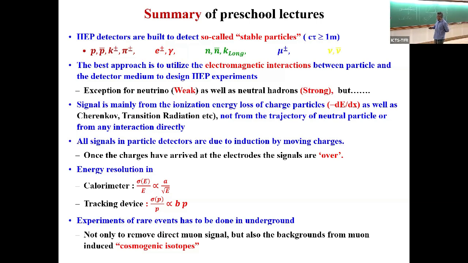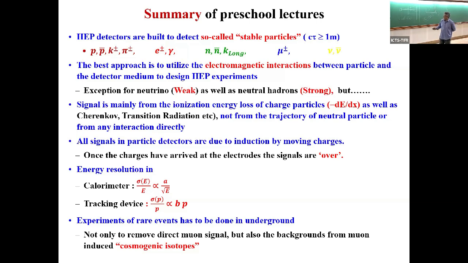One is for energy measurement, the calorimeter. The other is the tracking device, where the magnetic field measures the momentum from the radius of curvature. We measure the momentum of the particle, and calorimeters. The dominant effect of the energy resolution goes as A by square root of E, where A is a constant, and tracking resolution is proportional to P. So for very, very high energy, the calorimeter is better, but at low energy a tracking device might be better.